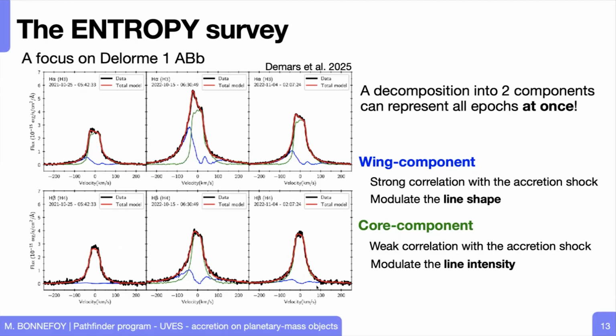Last question. Do you also see some forbidden lines like oxygen I or sulfur II associated with jets? No, no jets. Not yet, at least.